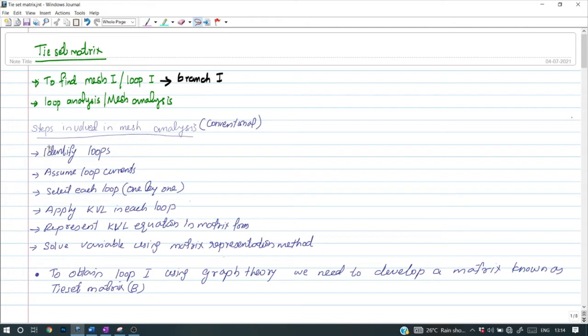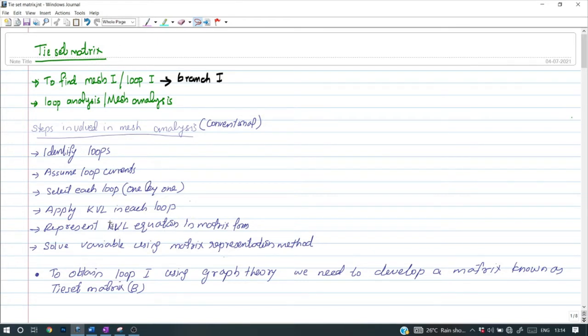In mesh analysis, the steps involved are, first of all, we need to identify loops. Then in those loops, we need to assume loop current. Then select each loop, that is, one by one we will select the loops or meshes. Then apply KVL in each loop or mesh. Then represent the KVL equation in matrix form.